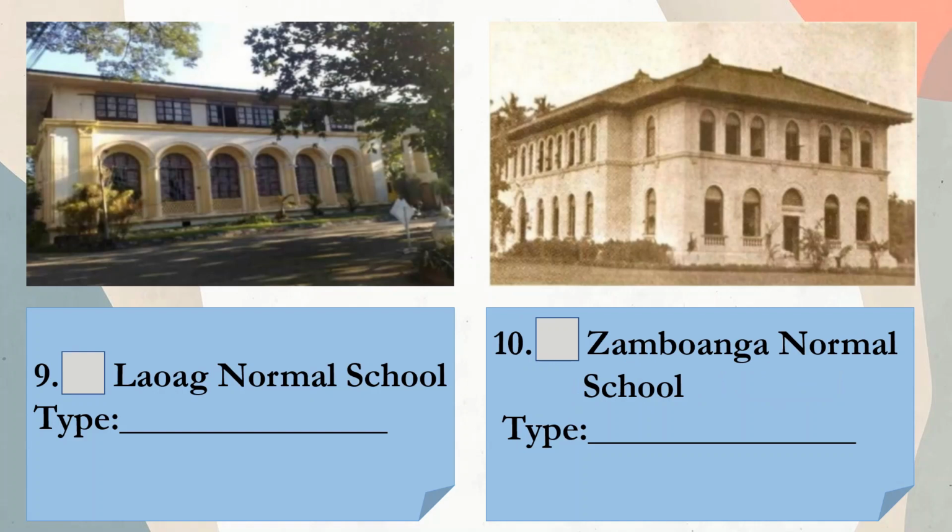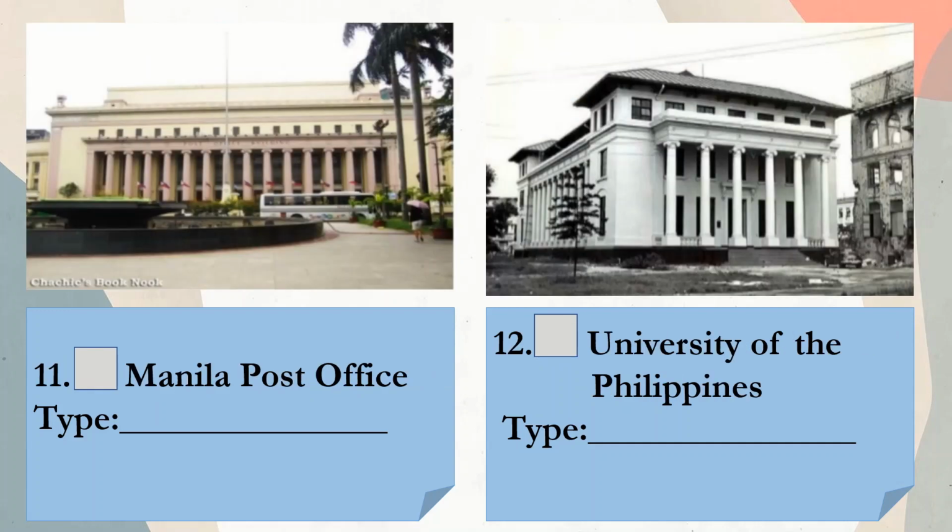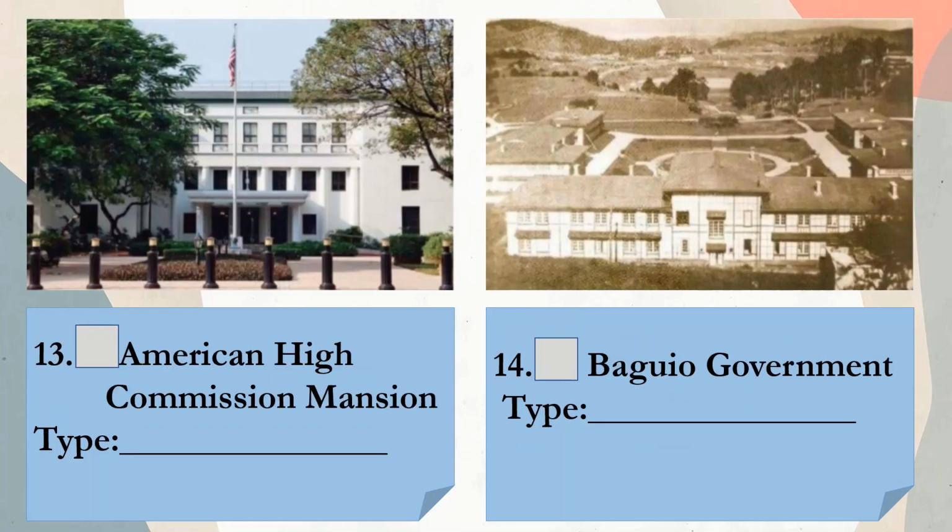9, Lawag Normal School. 10, Zamboanga Normal School. 11, Manila Post Office. 12, University of the Philippines. 13, American High Commission Mansion. 14, Baguio Government.